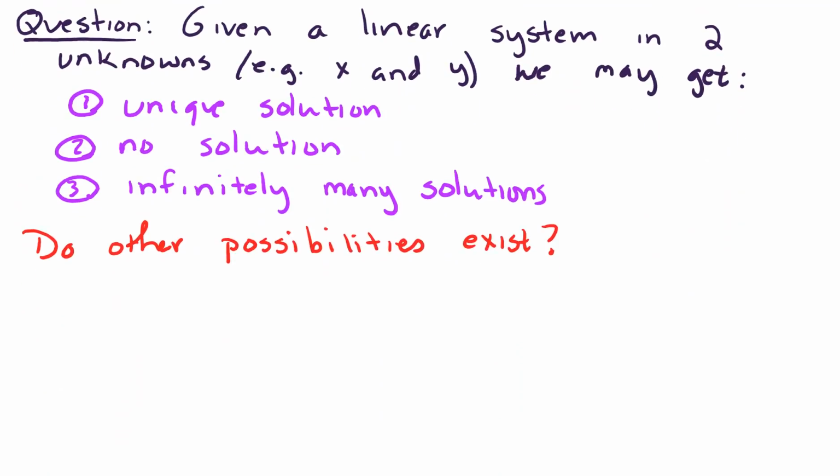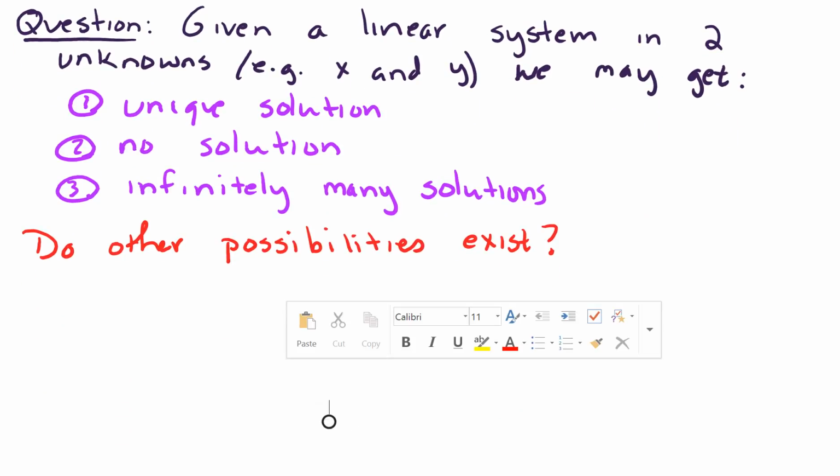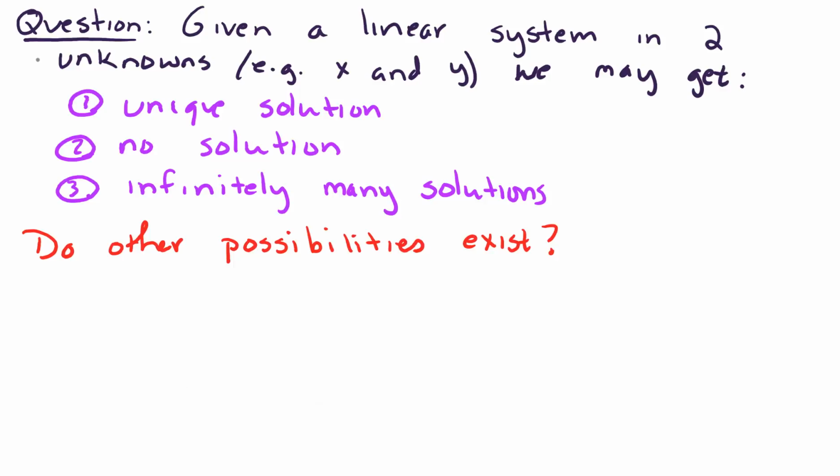So the question that I'd like to think about is, given a linear system in two unknowns, for example, x and y, we've already seen that we can get a unique solution, no solution, or infinitely many solutions. And the question is, are there other possibilities that exist? Could we ever get two solutions, for example? So I'd like to explore that a bit.